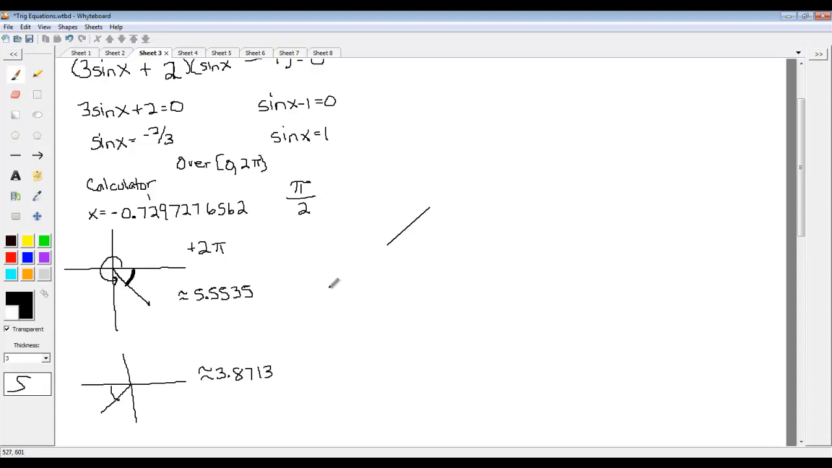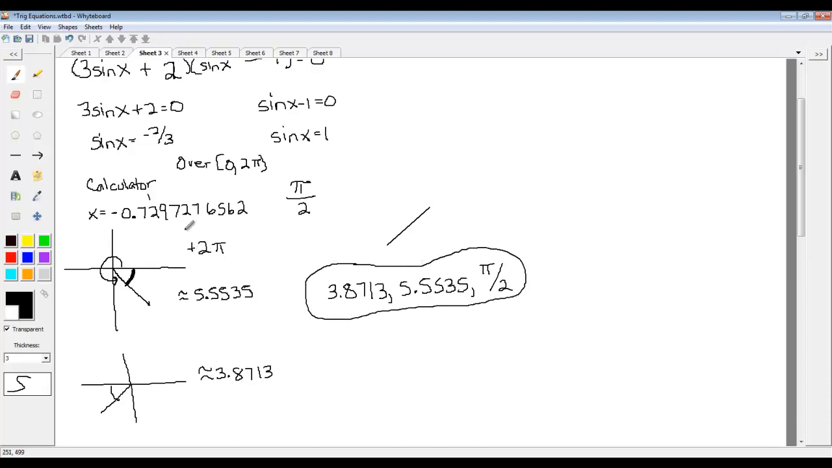So our final answers include 3.8713, rounded, 5.5535, and then pi over 2. If you can get the answer exact, like pi over 2, leave it exact. Don't change it to a decimal. We had no choice on the sine x equals negative 2/3 to use decimals because we had to put it in a calculator. It wasn't one of those that we could put into our unit circles. So that's where we went there.